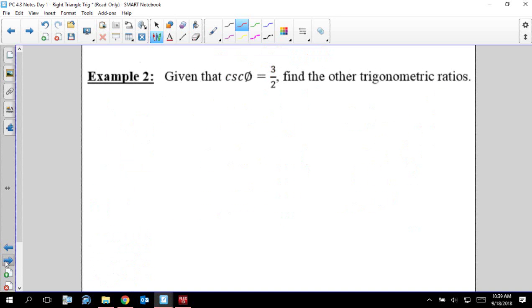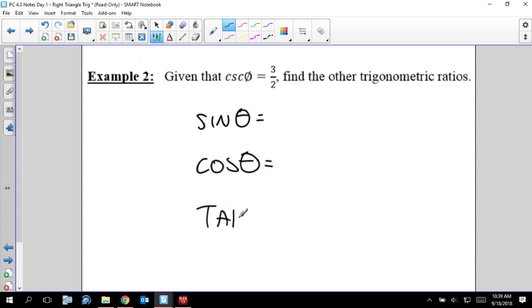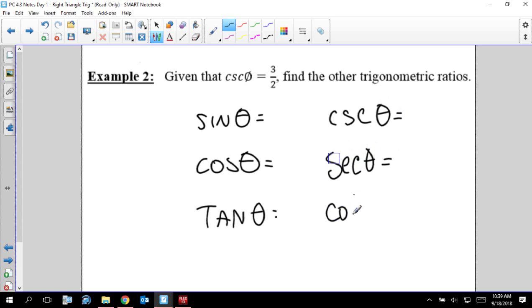The next one. Given that cosecant theta is 3/2, find the other trigonometric ratios. Okay, I have to find them all, so I'm going to start writing them all. Sine theta, cosine theta, tangent theta, cosecant theta, secant theta, cotangent theta. Cosecant is 3/2. So what else do I know? I know sine is 2/3. So what else do I know?